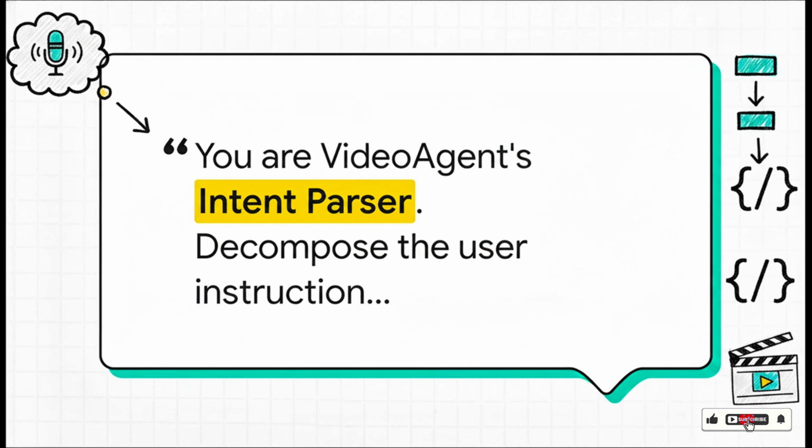You are VideoAgent's intent parser. Decompose the user instruction into the minimal set of required capabilities. It's literally taking your natural language, say, make a highlight reel of the best moments, and strictly forcing the AI to translate that into actionable, technical JSON code based on a predefined list of capabilities. It's such a fascinating peek under the hood at how human creativity is mapped directly to machine logic.